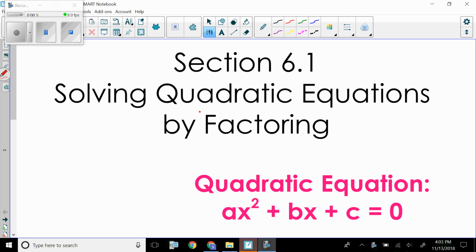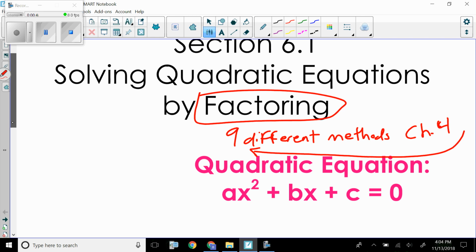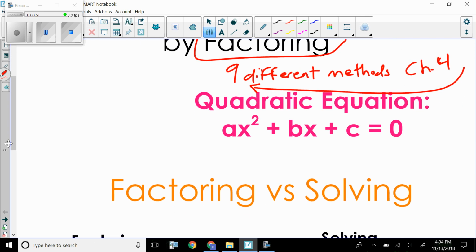So we have factored. In fact, we have 9 different methods, which you might need to revisit. You might have to go back and look at these. This is all in chapter 4. Chapter 4 is where you'll find the 9 different methods. So if you get confused on which method to use where, you need to go back and look at those. We have a quadratic equation.